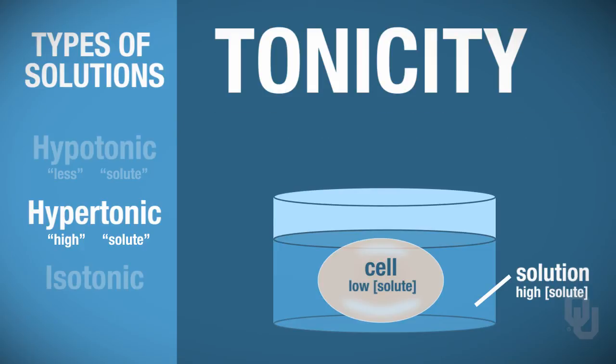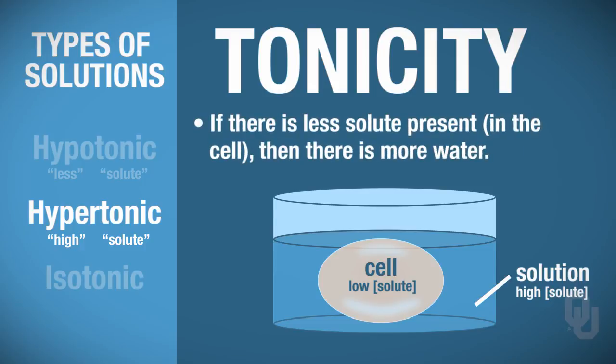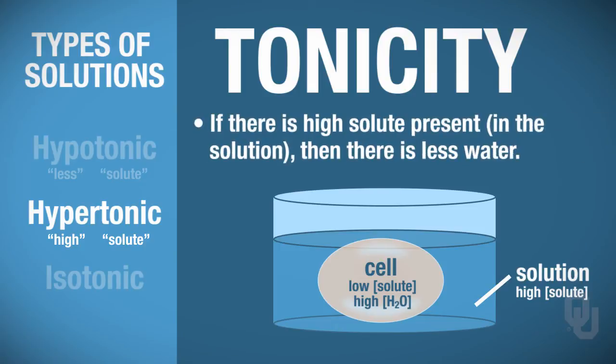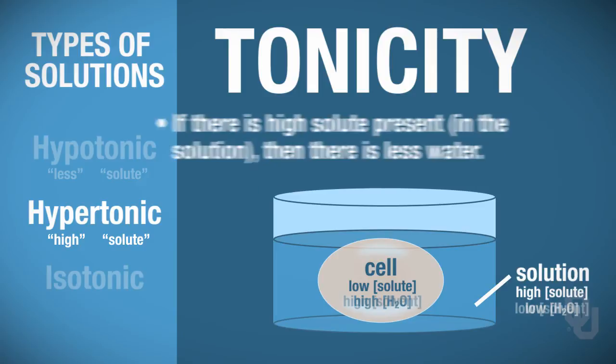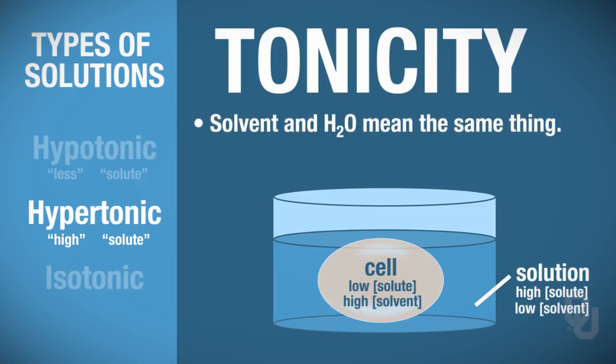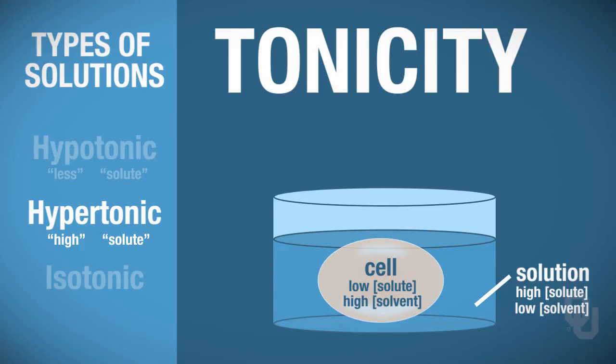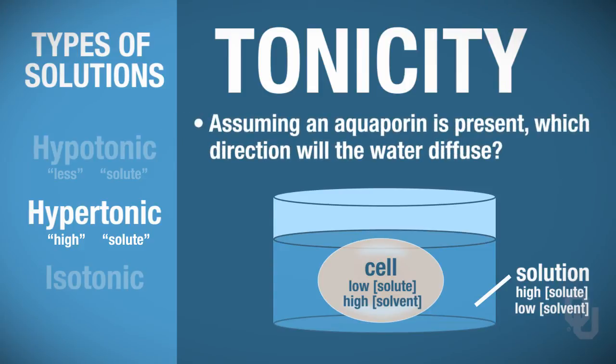And now we determine where we have a higher concentration of water. Well, if we have less solute, that means that we have more water. And if we have high solute, that means we have less water. And I'm going to put solvent here just so that you remember solvent and water are the same thing. So now which direction is water going to diffuse, assuming an aquaporin is present?